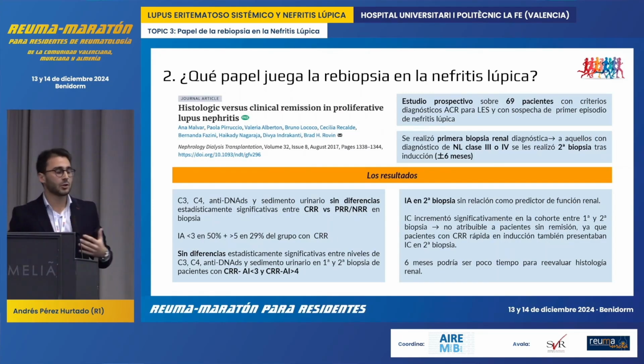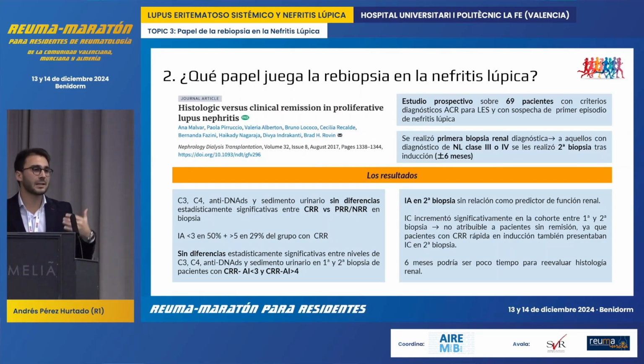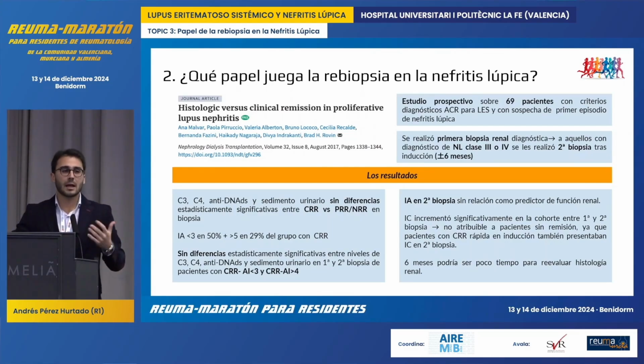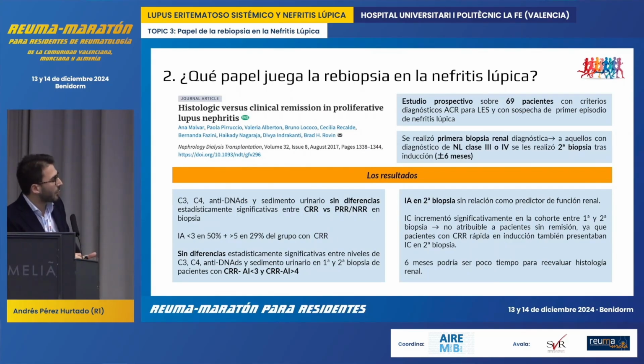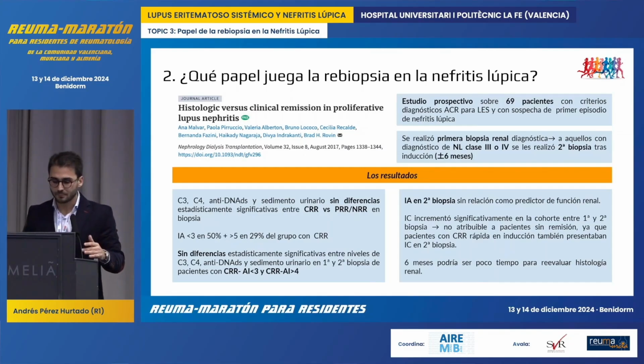And one of the conclusions they reach is that 6 months on average might be too short a time to repeat the biopsy in lupus nephritis. And one of the reasons they propose this is basically because the onset of activity in the second biopsy does not appear as a significant predictive factor for renal function.